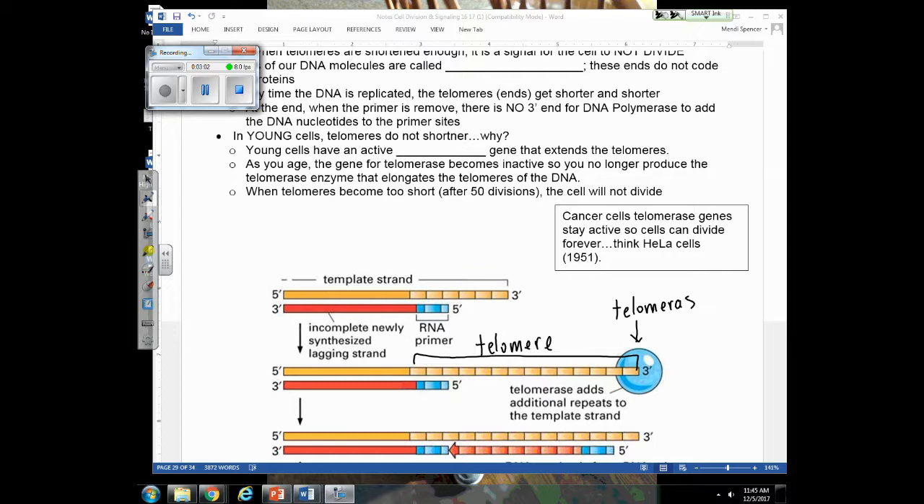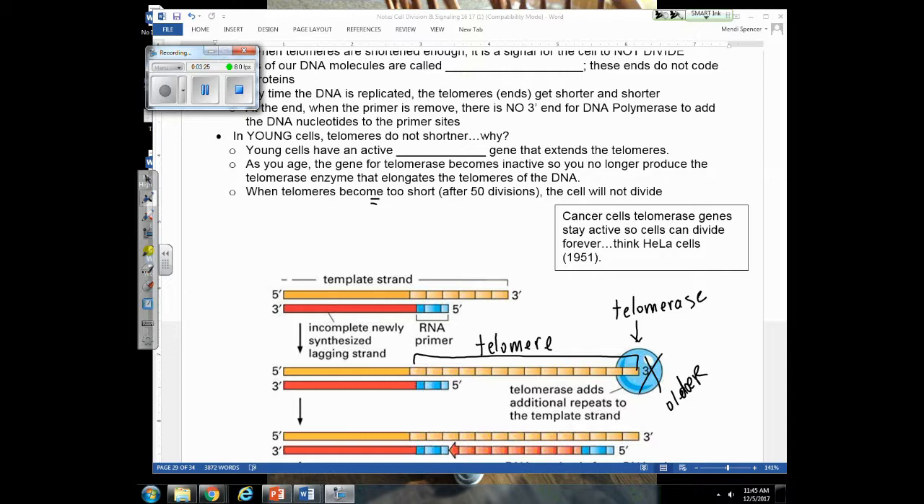Now, whenever you get older, let's indicate when you are older, you no longer make telomerase. This gene becomes inhibited. It gets turned off. So therefore, you can't extend the telomeres. So every time your cells divide, your telomeres get shorter and shorter. And eventually, when the telomeres become too short, which is about after 50 divisions, then that cell will no longer divide.